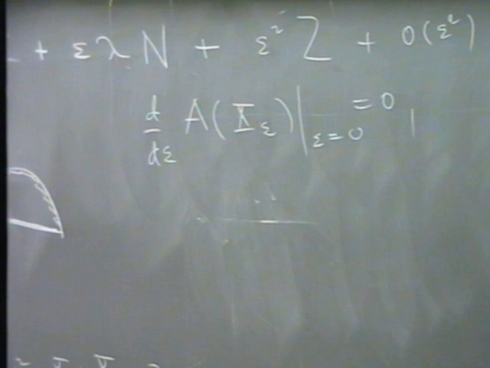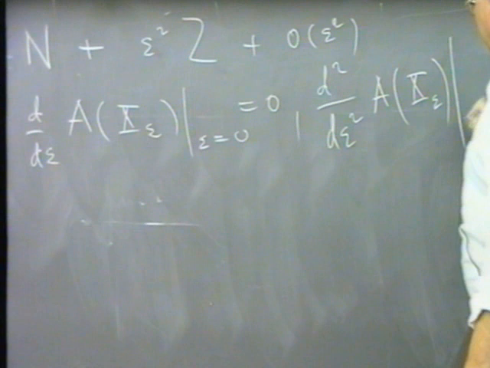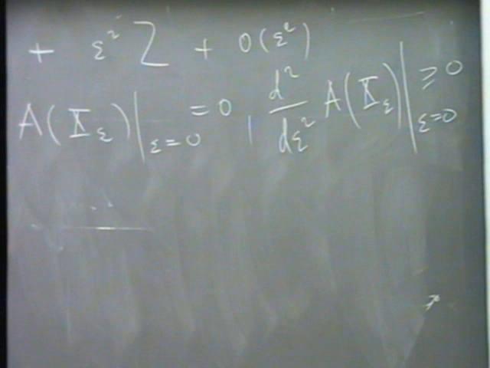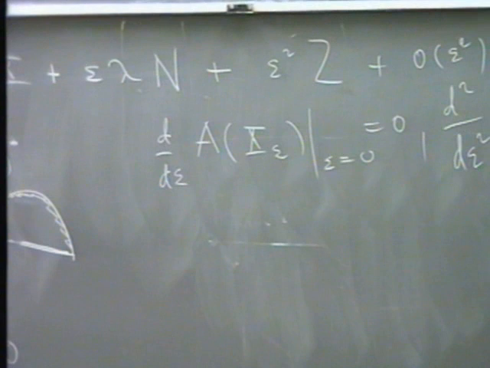And if it's a minimum, well, then the second derivative is supposed to be non-negative. So then the area looks like this. Now, these equations lead you to the minimal surface equation. Let me tell you, there are certain difficulties because you have these branch points.